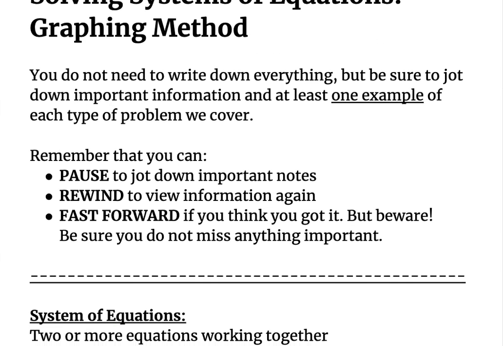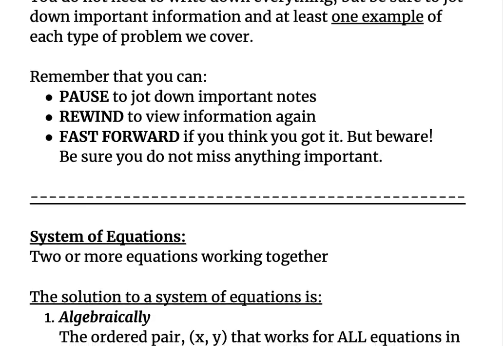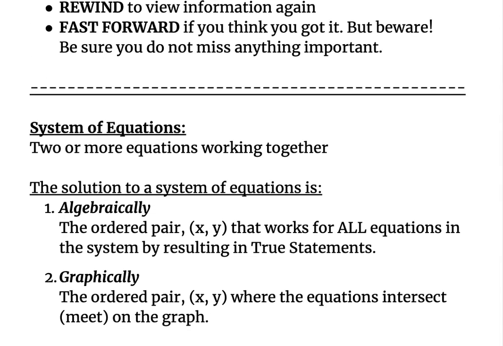Let's get started. As a review, a system of equations is when you have two or more equations working together, so the solution you're trying to get is going to be the one that works for both of them, and you're going to be working to get the answer for two different variables. So whether you are solving the system of equations algebraically or graphically, you're looking for an ordered pair, the x and the y value, the xy point. Algebraically, you're looking for the xy ordered pair that's going to work for all the equations in the system, meaning you're going to get a true statement when you plug it into the problem.